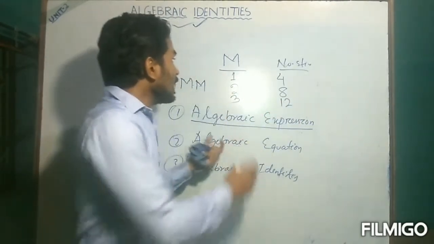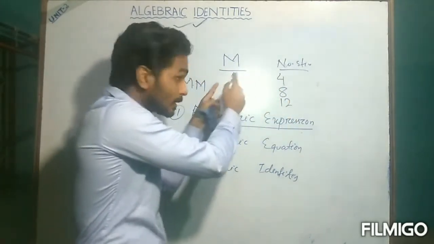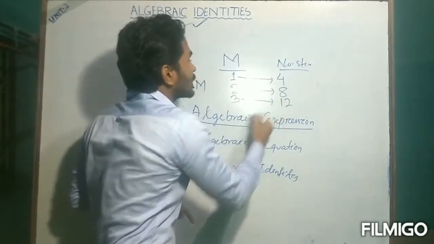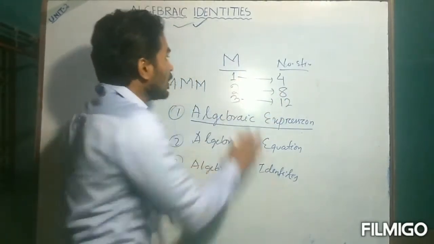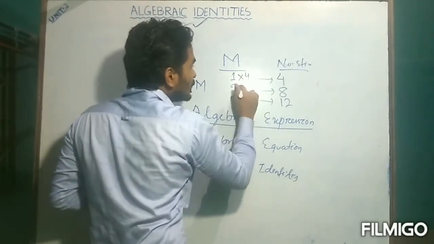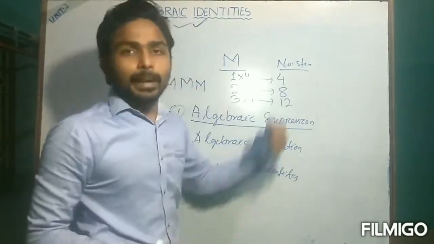Similarly, you can see that to prepare 1m we need 4 sticks, 2m we need 8 sticks, 3m we need 12 sticks. It always follows a pattern. How? Because if you multiply 1 with 4, it will be 4, 2 with 4, it will be 8, 3 with 4, it will be 12. So it follows a pattern.